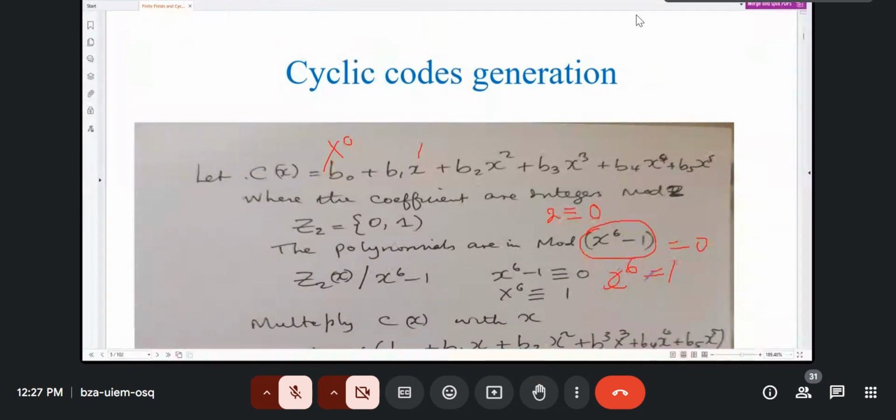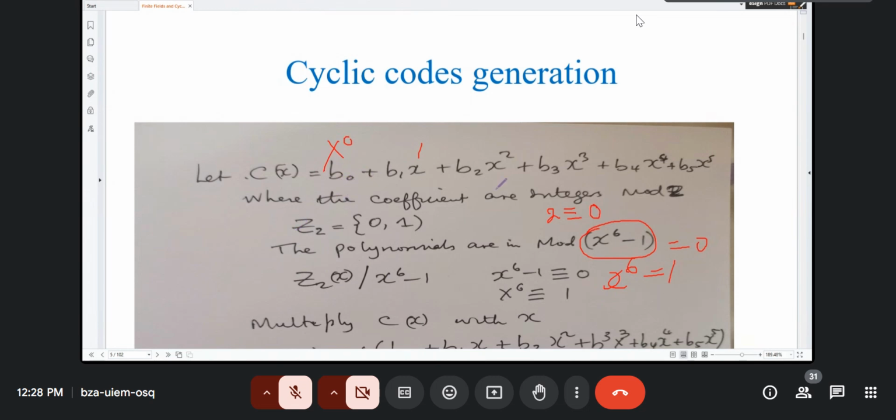So you would have x to the 6. Whenever you get to x to the 6, we replace it with 1. So these polynomials mod x to the 6 minus 1, or in general mod x to the n minus 1, will be able to generate a polynomial of length n, which represents a code word of length n.